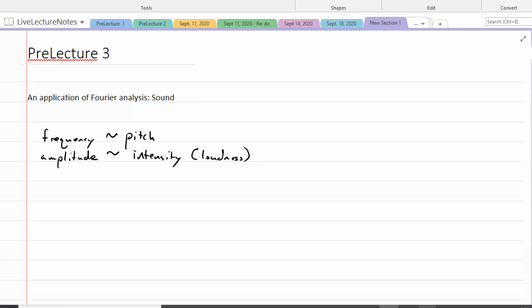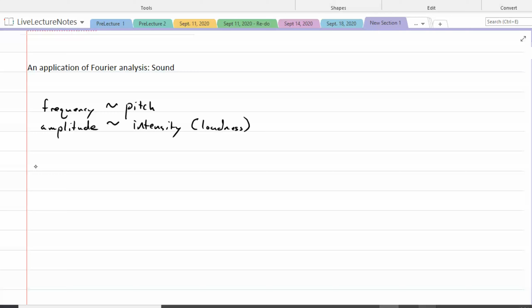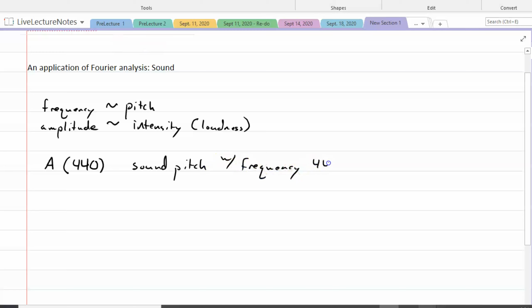Okay, so let's talk a bit about music. For those of you who haven't played an instrument, the pitch of the sound is usually given a note. So for example, the note A, sometimes written as A440, is a sound pitch with frequency 440 hertz.